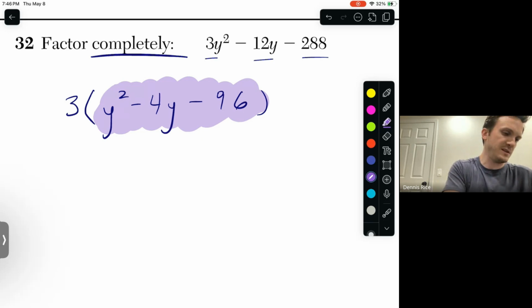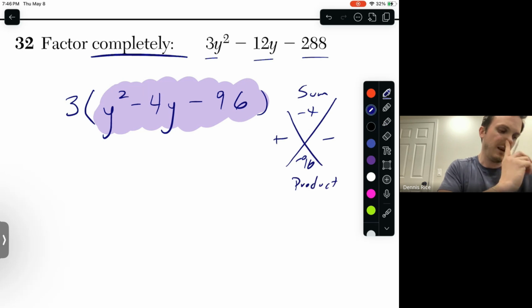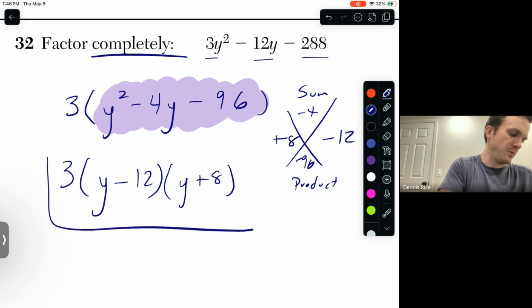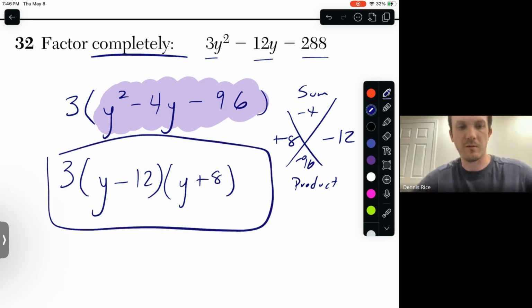Some product. What adds up to -4 and multiplies to -96? It's going to be a positive and a negative, right? That's the only way to get a negative product. And your numbers here would be -12 and +8. So you want to put it all together now. You don't want to lose that 3 from step 1. And we're going to get 3 parentheses y minus 12, y plus 8.